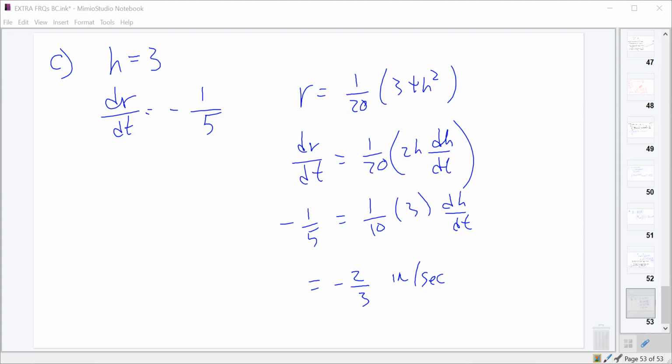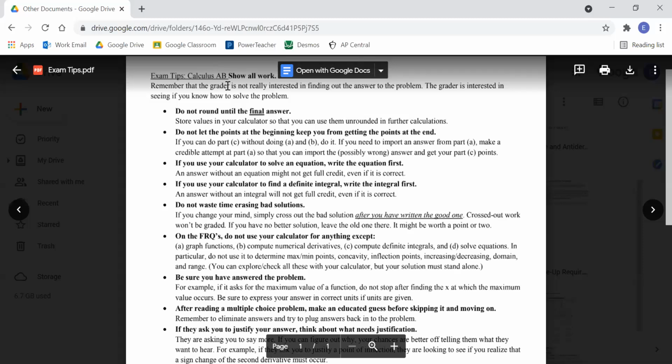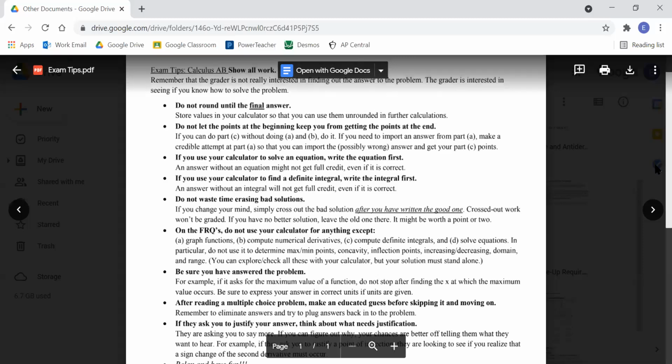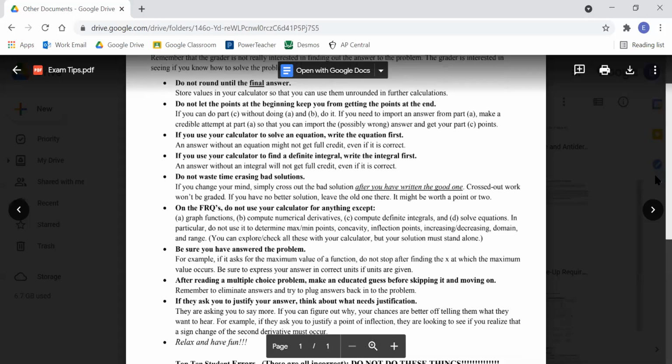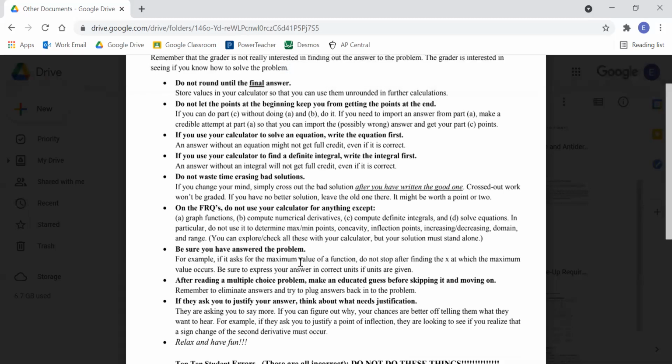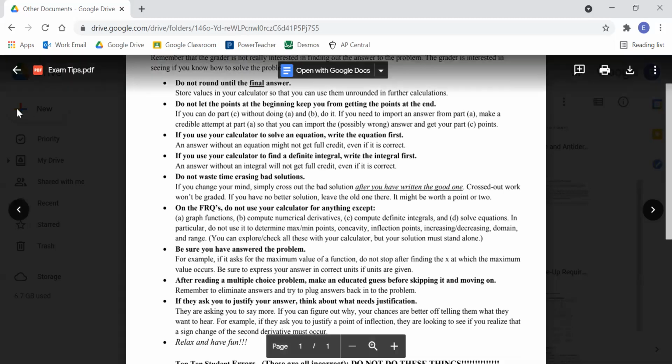All right. So this, which I know says AB, but these all pretty much apply to BC also. Can you guys all see this thing? Okay. Yeah, we can see.